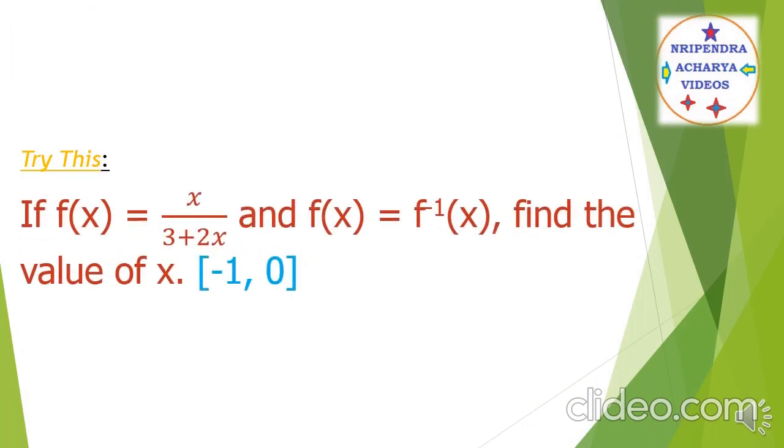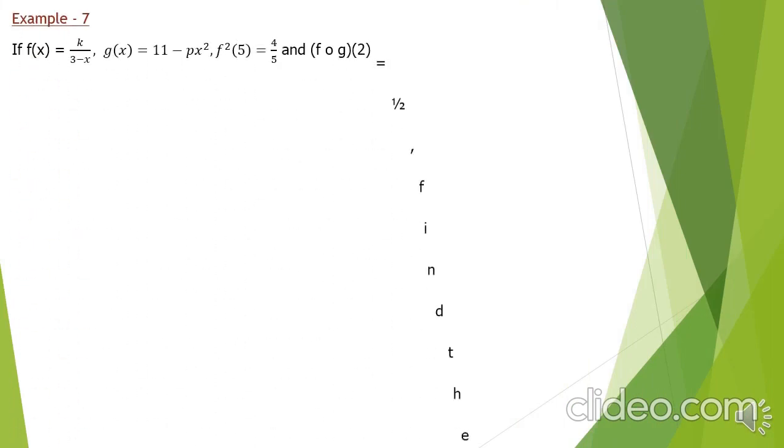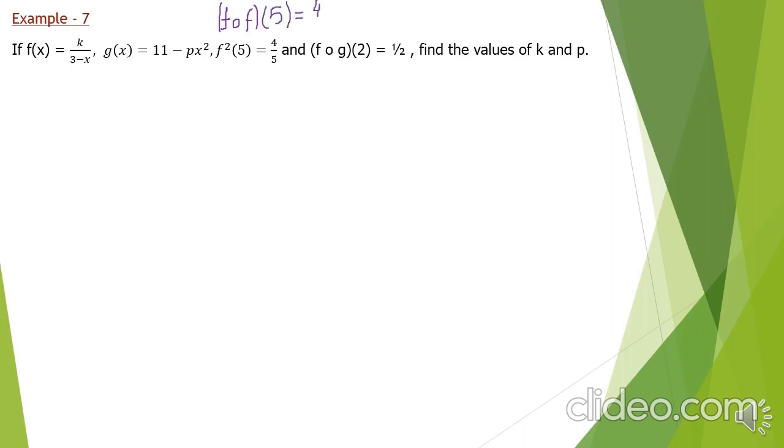Now example 7. Here you can see there are two functions, and what is this? f square is f composite f. Okay, you don't have to be confused. f composite f is written as f square, and it is equal to 4/5. So no need to be confused about this. So let's start.